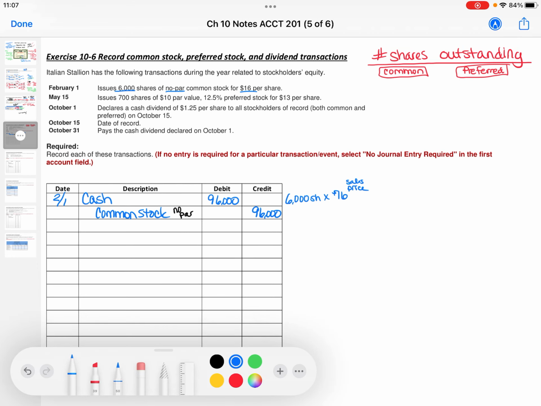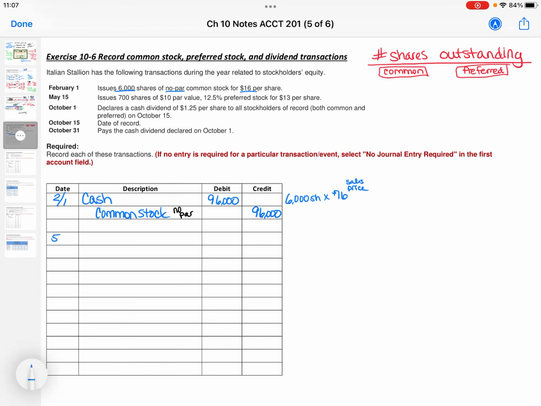All right, the next transaction is May 15th. Now this one is preferred stock. It's our first time doing preferred stock, but really the only difference is instead of the title of the stock account being common, it will now be preferred stock. That's the only difference. So let's debit cash for the full amount.